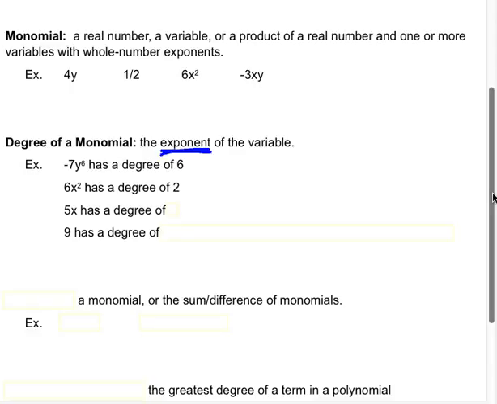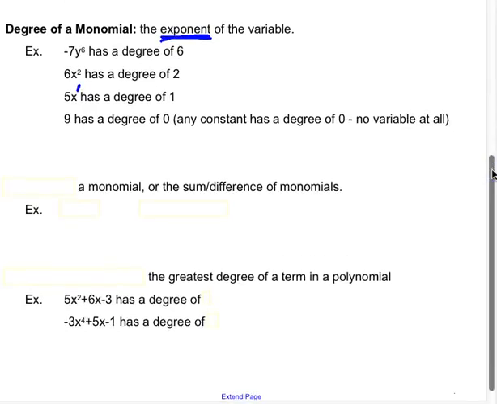5x. So remember, if there's no exponent showing, that actually means that there's a secret 1 there. So that would have a degree of 1. And then hopefully you'll follow along that if there's no variable at all, so 9 doesn't even have a variable, that means a degree of 0. And that's true for any constant because it doesn't have a variable whatsoever.